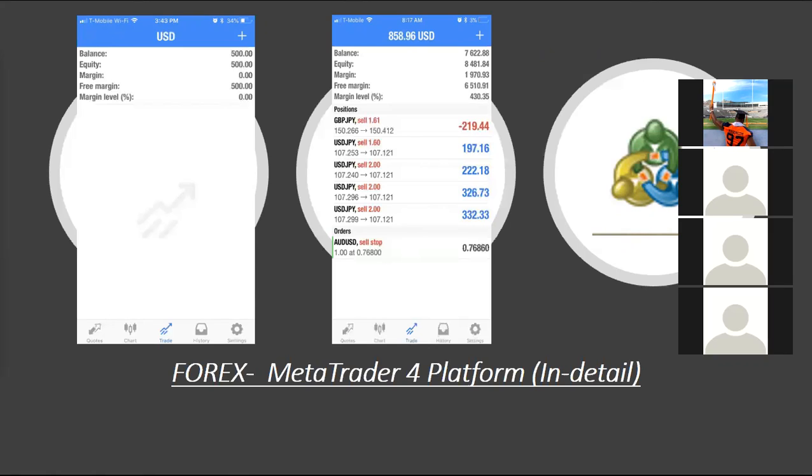That means all of these trades combined. You're down $200 on this trade, but you're up 197 here, you're up 222 here, you're up 300 here, you're up another 300 here. If you get out the calculator and calculate this whole amount, that'll give you 858. That's the running total. Once you close out all of these trades, that $858.96 will be added to your total balance.